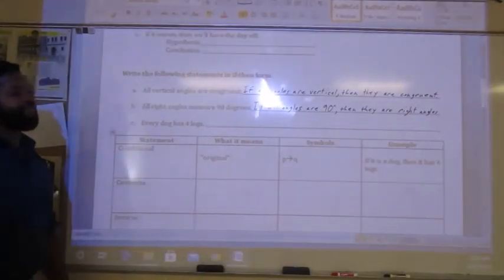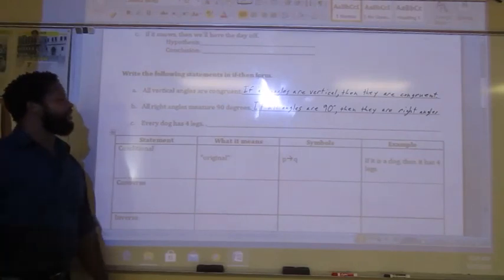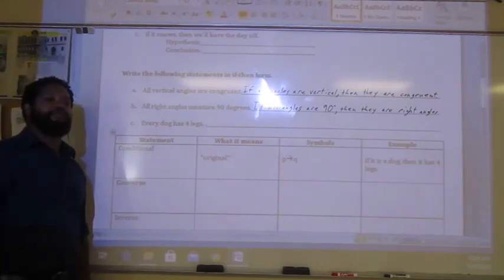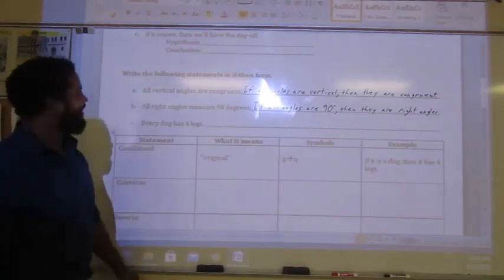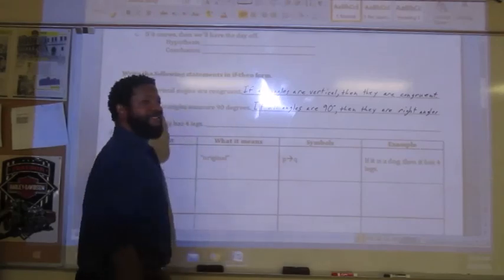Every dog has 4 legs. If it's a dog, then it has 4 legs. I just copied the example. If it's a dog, then it has 4 legs. Unless you chop a leg off.